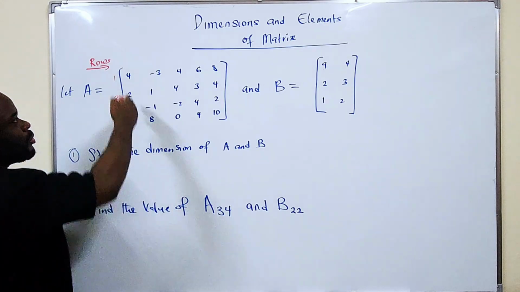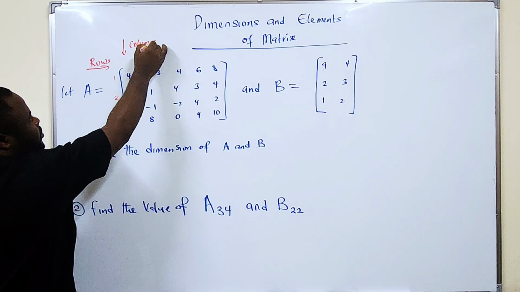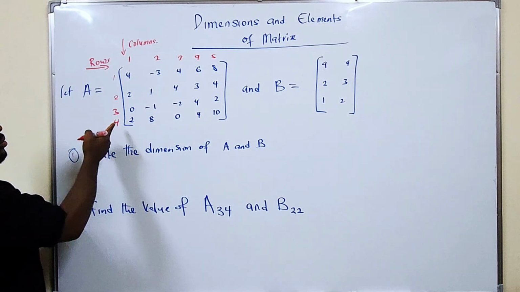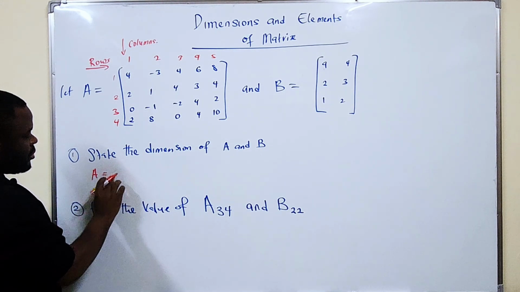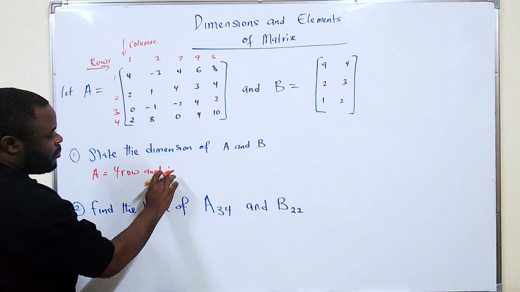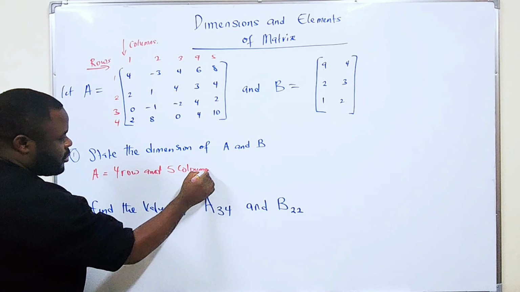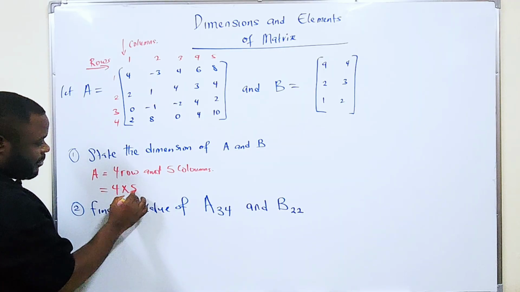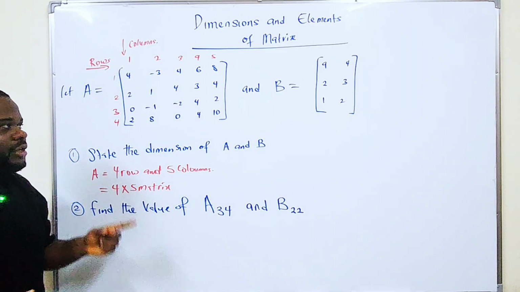Then when we come to the columns, the columns go vertically. Let's put it this way. So how many columns do we have? We have 1, 2, 3, 4, 5. So for A, we have 4 rows and 5 columns. We now say the dimension of A will be a 4 by 5 matrix. All right, so 4 by 5. That is how to get the dimensions of A.